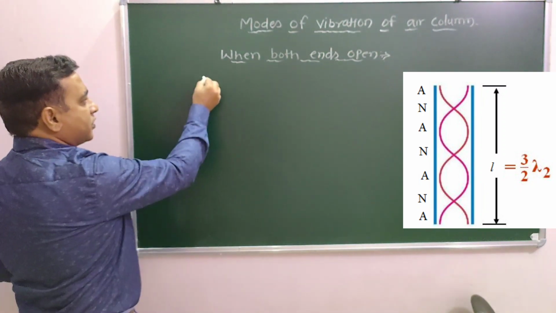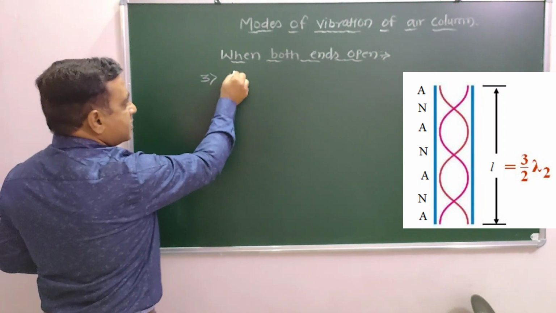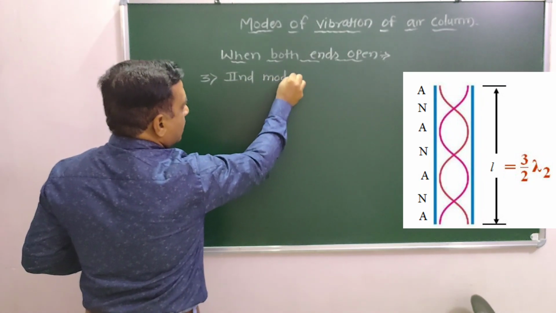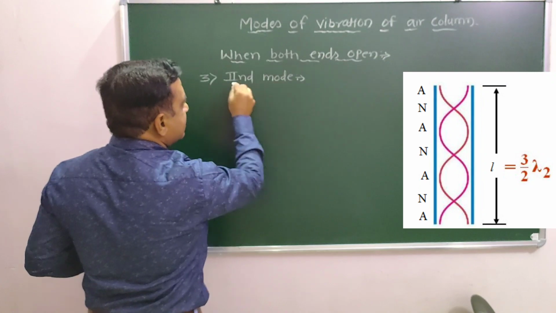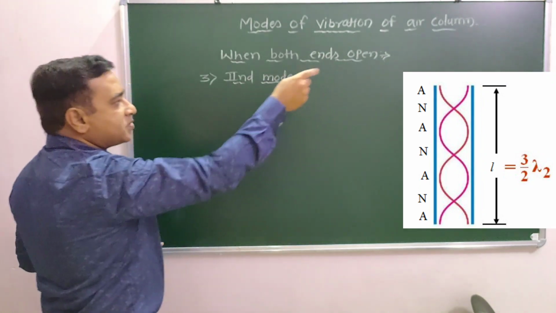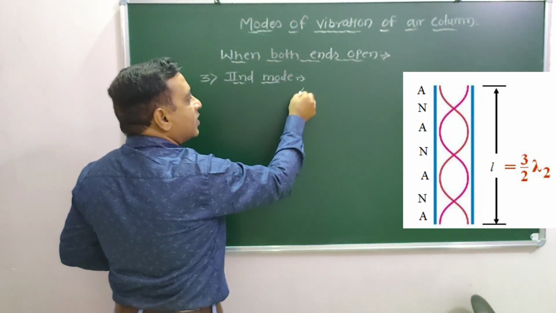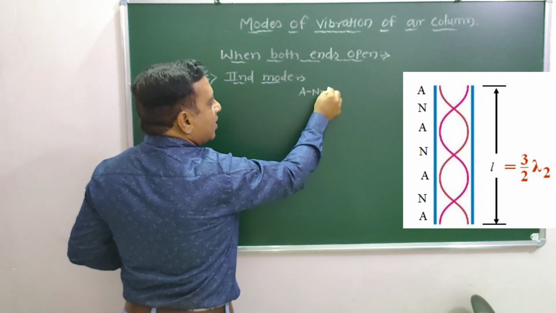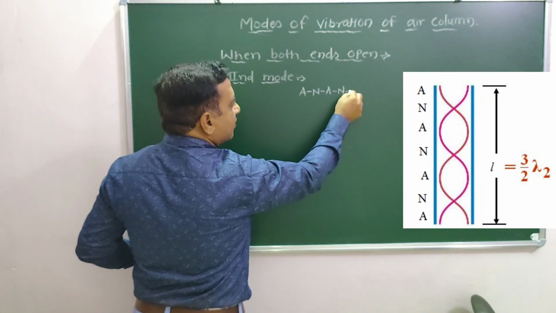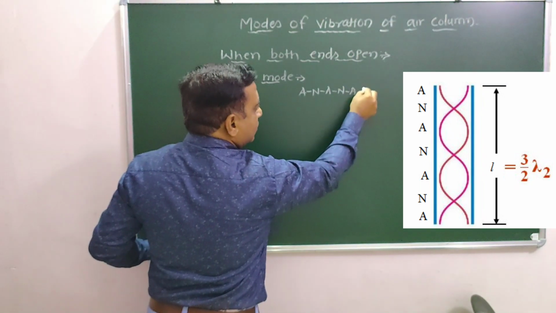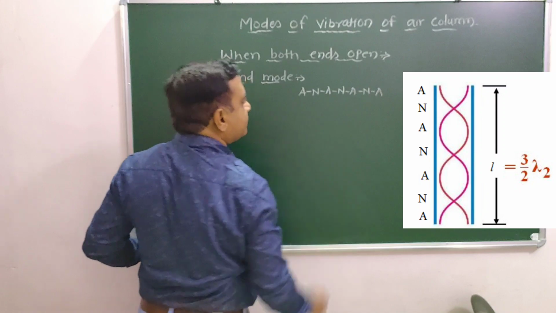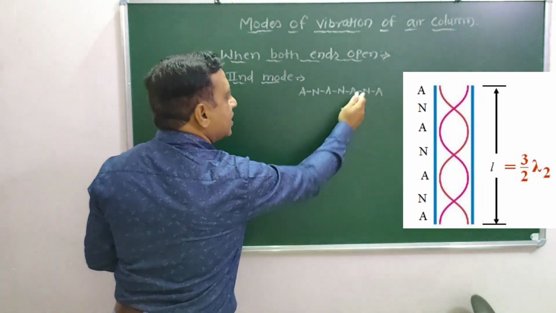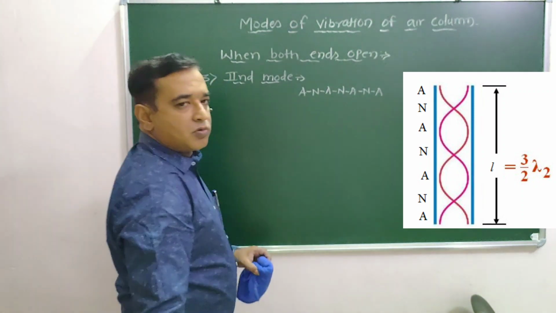In this second mode, when both ends are open, observe the diagram. In that one, we have the first antinode from the top, then we have the node, then we have the antinode, then we have the node, then we have the antinode, then we have the node, then we have the antinode. So how many nodes and how many antinodes are there? 1, 2, 3 nodes and 4 antinodes.